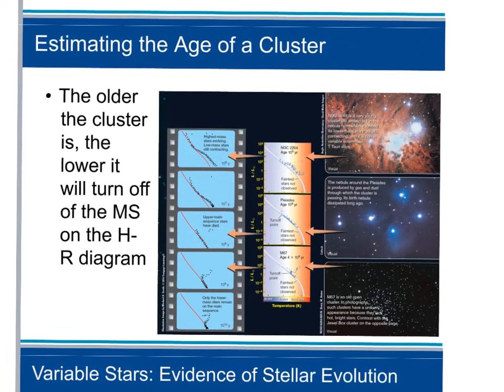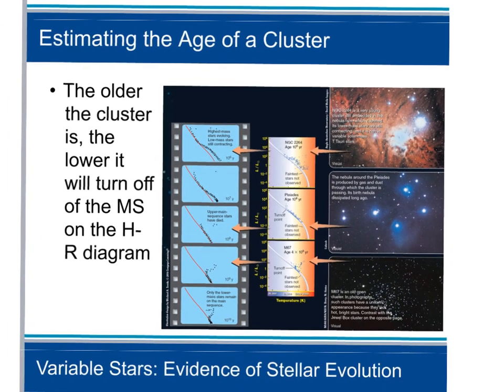So to estimate the age of that, this is actually taken from your text, all of it is, but you can go and look at this diagram here, the pages here, and you'll see that the older the cluster is, the lower it'll turn off of that main sequence on the Hertzsprung-Russell. MS right here is the main sequence. So the main sequence then, the older the cluster is, the lower it's going to turn off of that Hertzsprung-Russell diagram. So here's your main sequence.